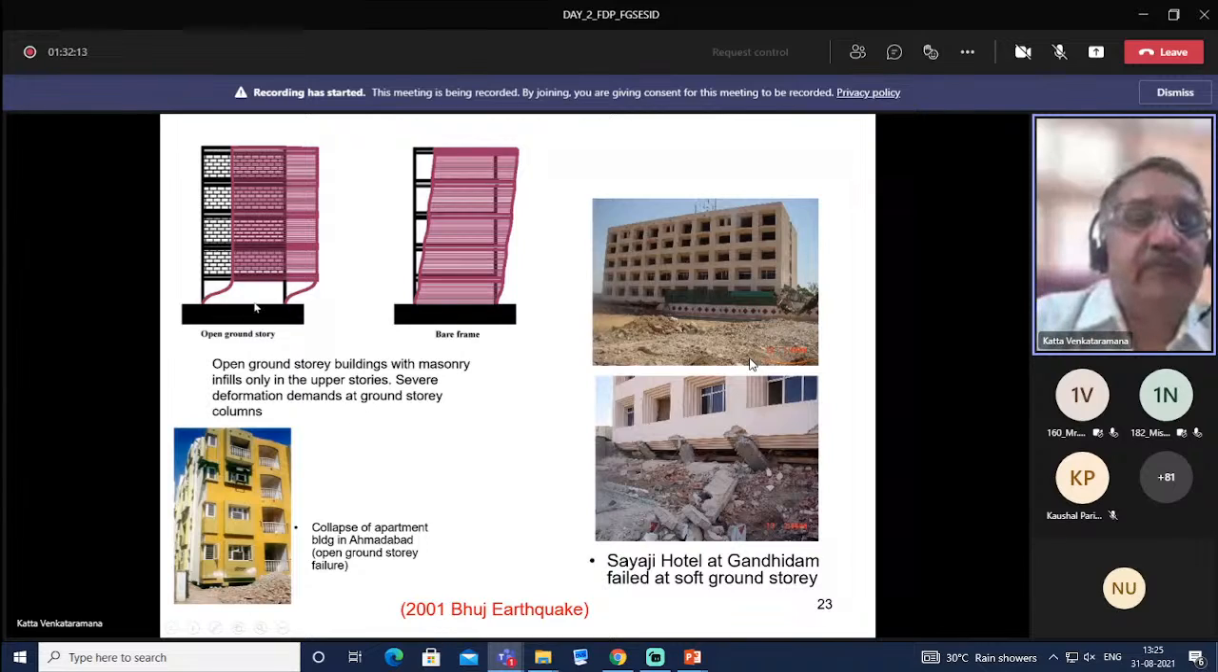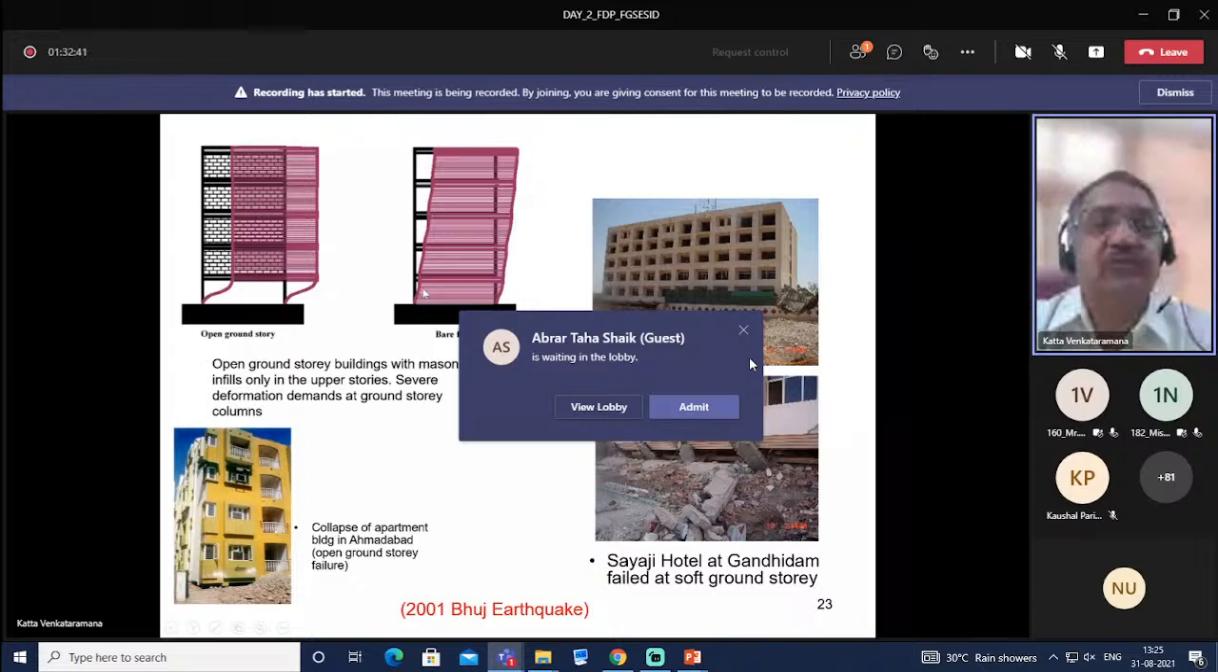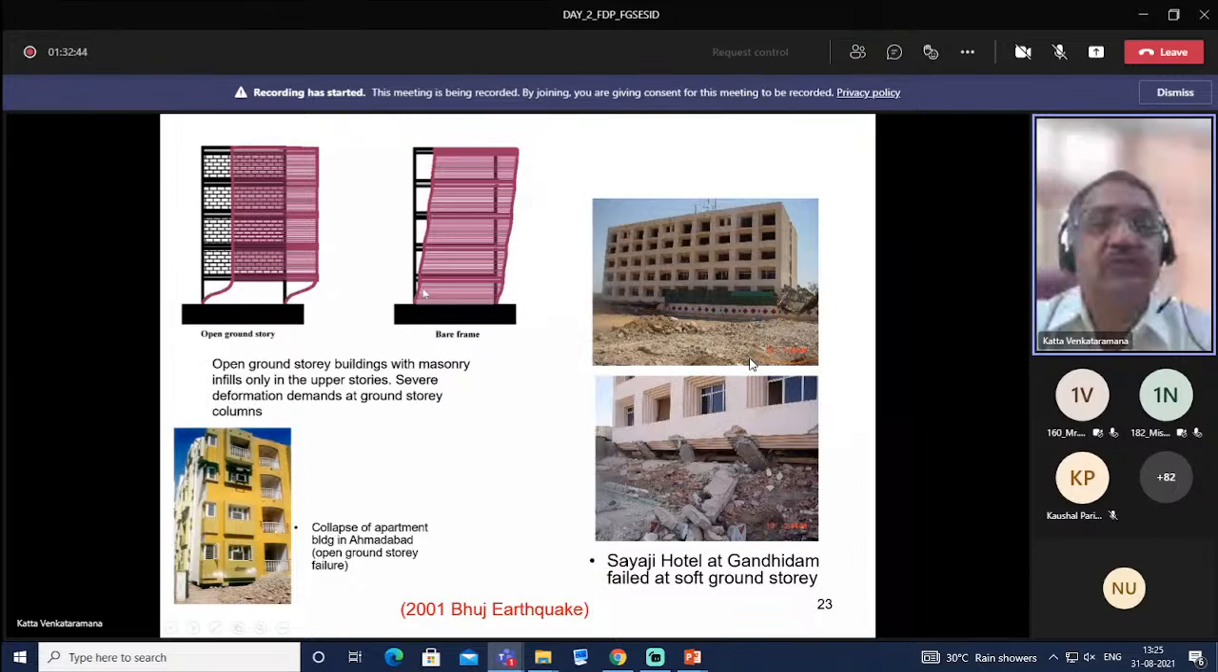So open ground story or soft story: if you consider a building with an open ground story and masonry walls in all the higher stories, this will be the deformed shape. So the ground story columns are subjected to large deformation. If you analyze without infills, as a bare frame, this would be the deformed shape. However, because of the infills, the ground story columns are subjected to large deformation. Open ground story buildings with masonry infills only in the upper stories have severe deformation demands at ground story columns.